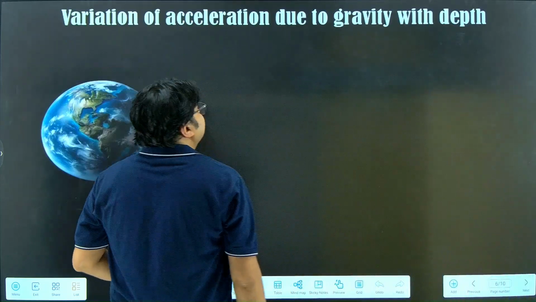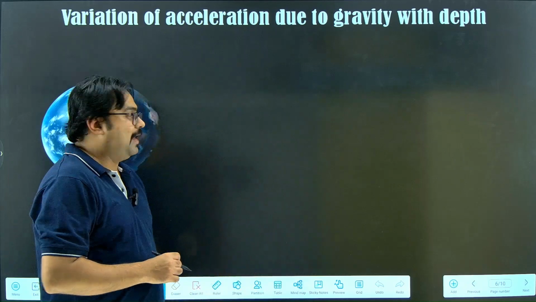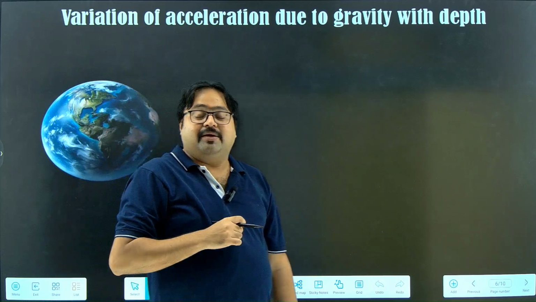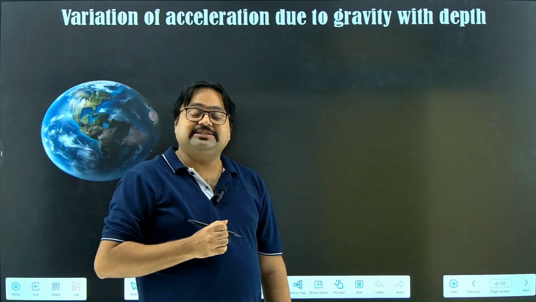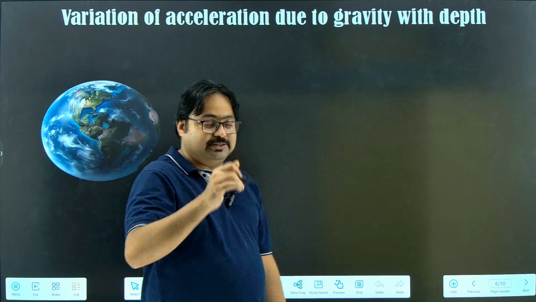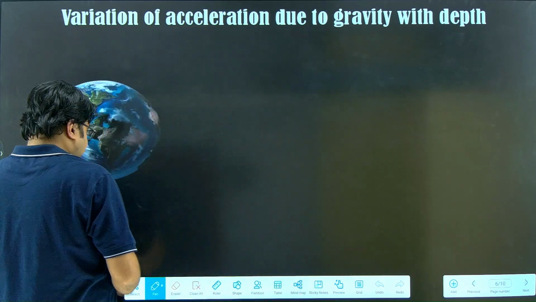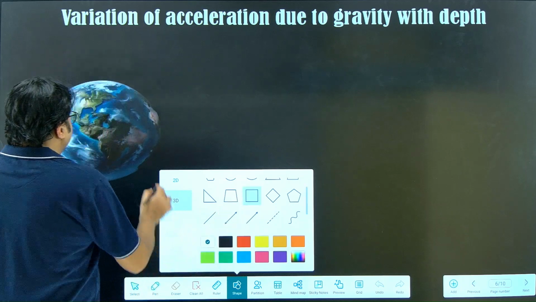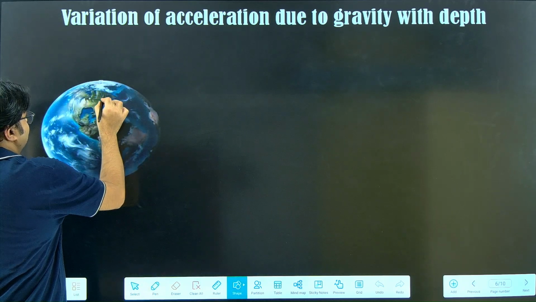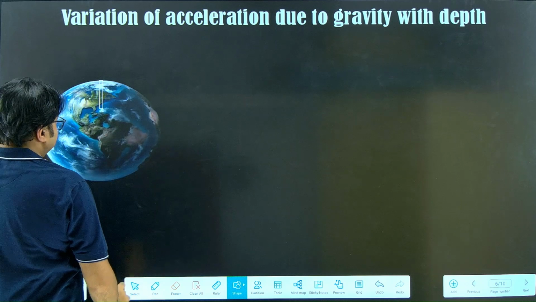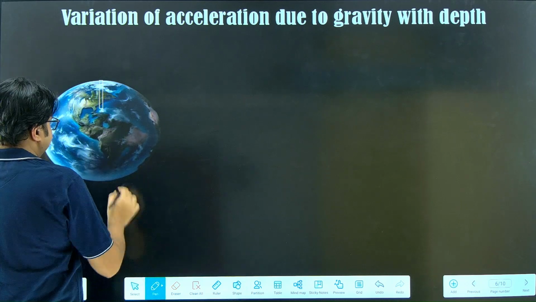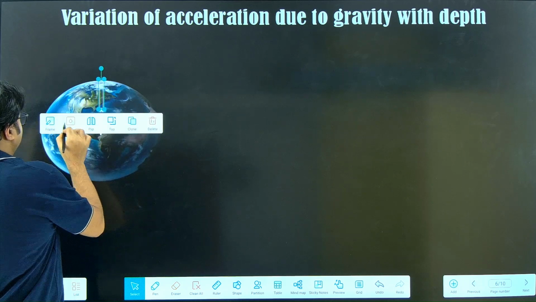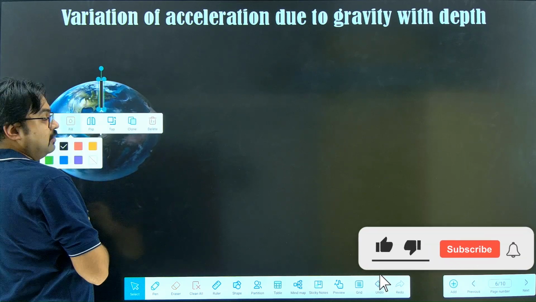Variation of acceleration due to gravity with depth. Now, when you dig into the earth and you stand at a place there, what would be the acceleration due to gravity at that place? That's the next thing that we are going to do. Let's say on a fine Sunday morning, you decide to dig into the earth. So you've dug into the surface of the earth. This is the center of the earth. Let me just paint it black so that you will know that we have dug deep into the earth.